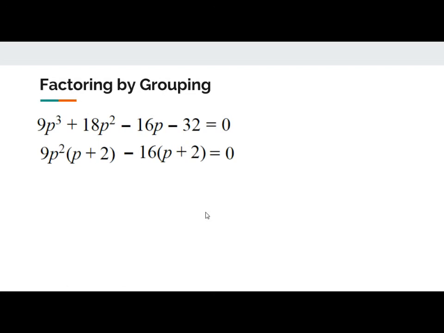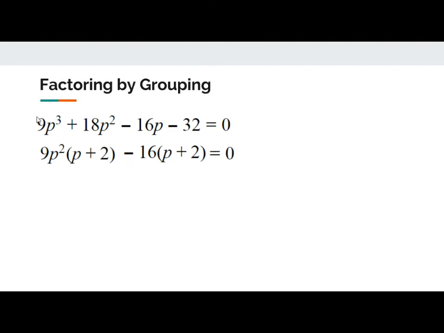Now, if this is done correctly and it's in the right setup and everything works great, you should get the same thing inside the parentheses here, p plus 2 and p plus 2. Those two remaining terms should match. And that's important because what we're going to do now is look at this first group as one big term. This is one giant term minus another term.